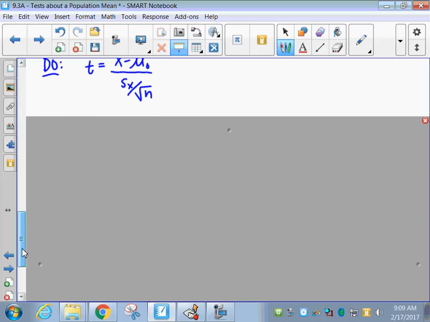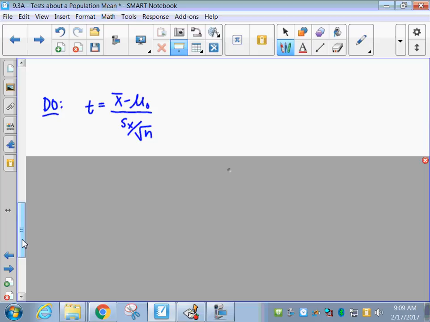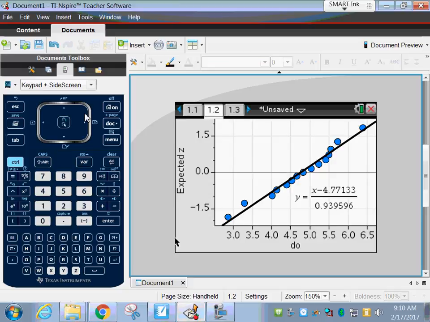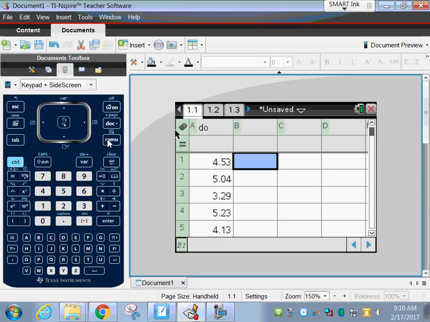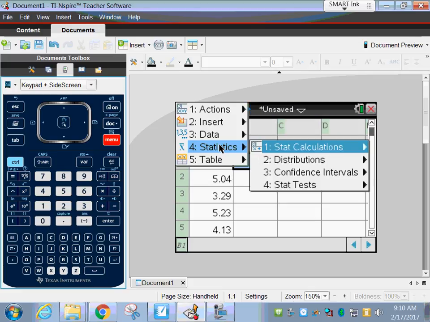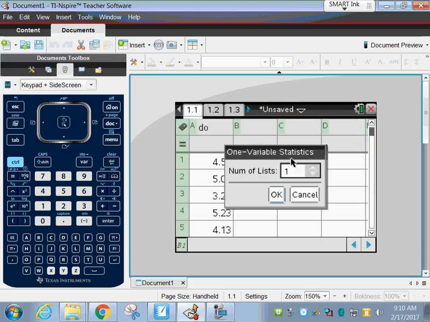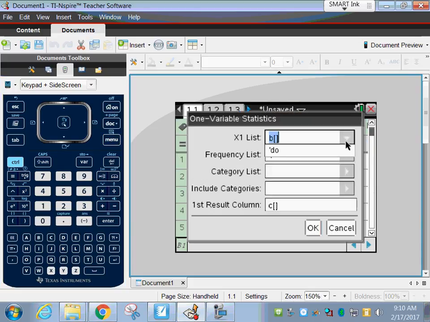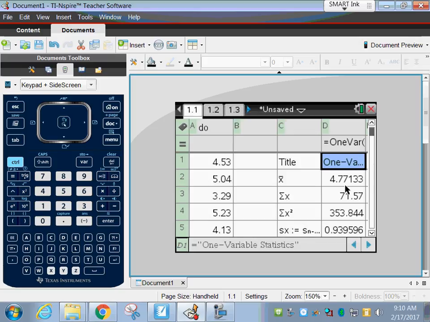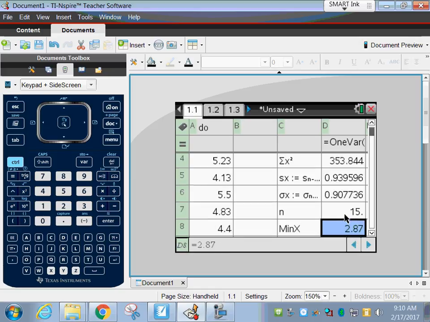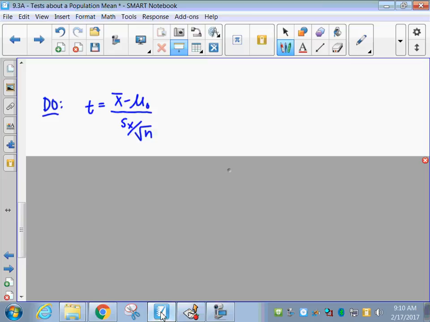All right, so we're going to do our test statistic. Because they gave us data, we do need to go one variable statistics in order to get the information. So if I go back to my table, go to statistics, stat calculations, one variable stats, and put in your list. So here's our x bar that we're going to use, and our sx. So make sure you don't use this one, but you do use the s one, so we can plug in our numbers.